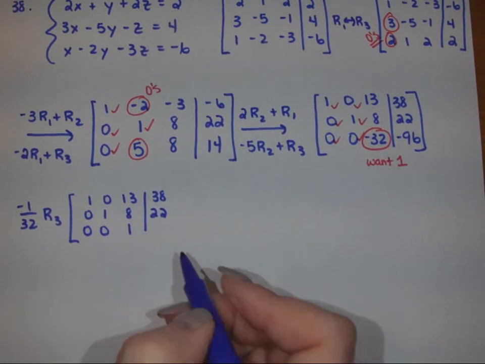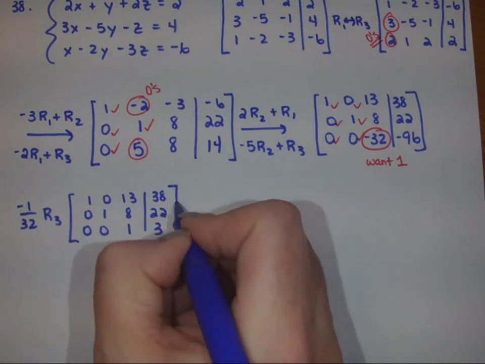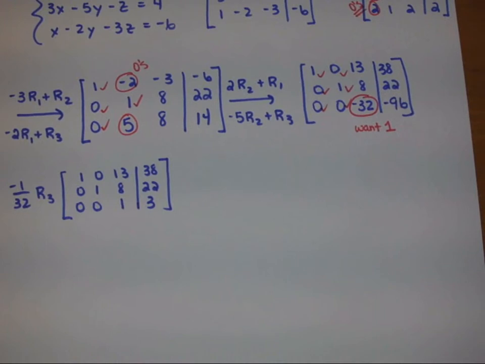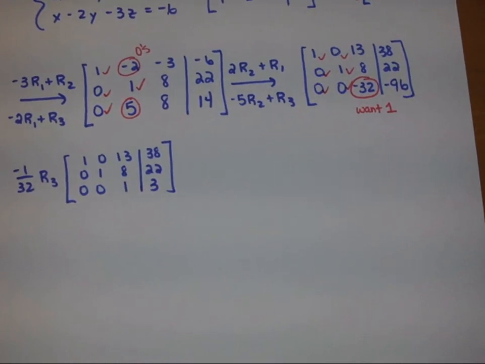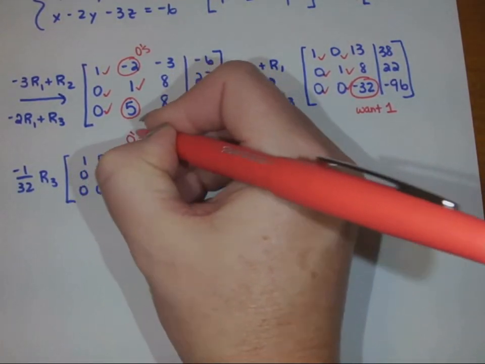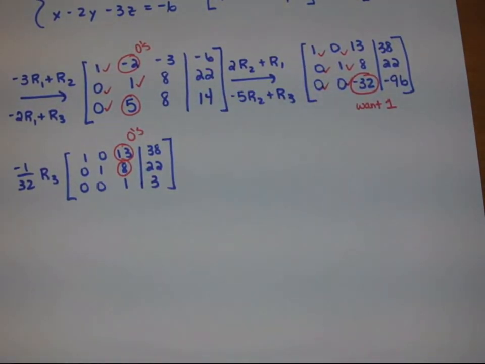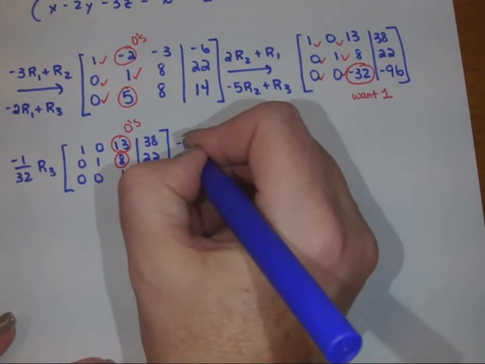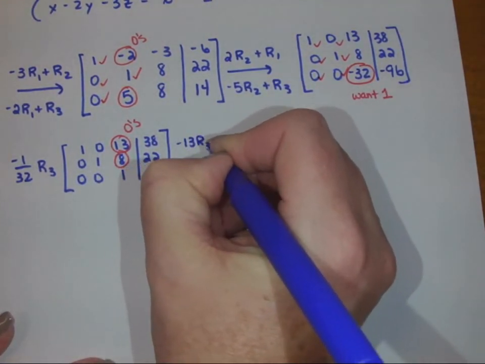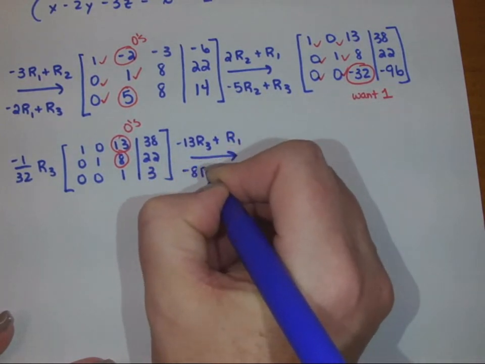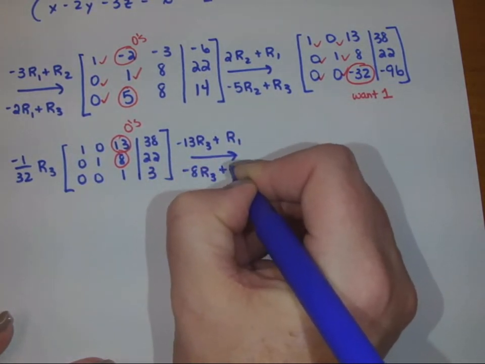But this is going to be a 1 and this is going to be a 3. So use your calculator if you want to, but 96 divided by 32 is 3. And they're both negative, so it's a positive answer. So I'm so close. Lastly, I need these to be zeros. So I'm going to use negative 13 to make that a 0, and I'm going to use negative 8 to make that a 0. So negative 13 row 3 plus row 1, and negative 8 row 3 plus row 2.